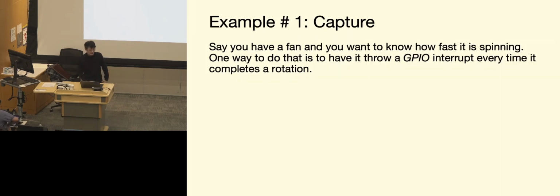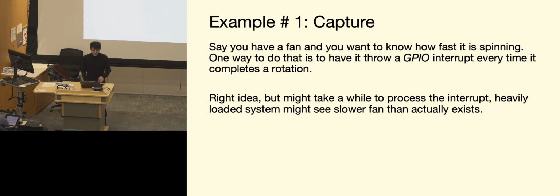Let's go through an example for a capture. For example, you have a fan and you want to know how fast it spins. One way to do that is obviously to have a GPIO interrupt every time it completes a rotation, and then you keep tracking how many times within an amount of time, and then divide that to get the speed of your fan. It's kind of a waste of interrupts there, and also a waste of energy, so to speak.